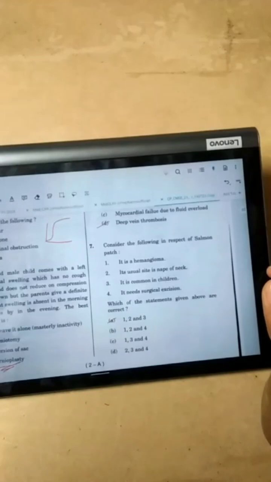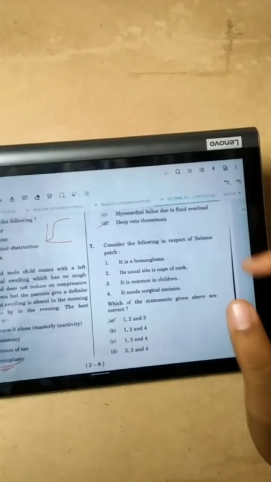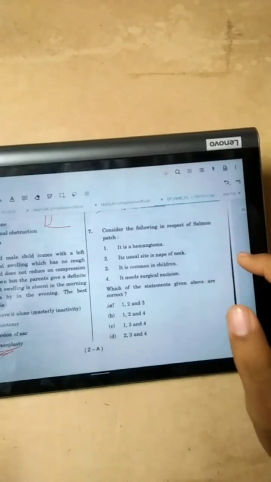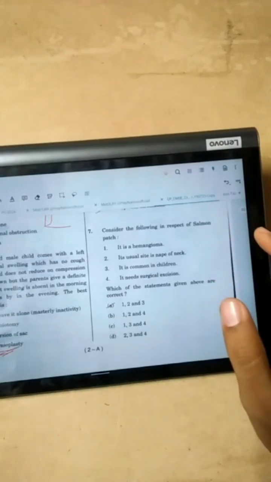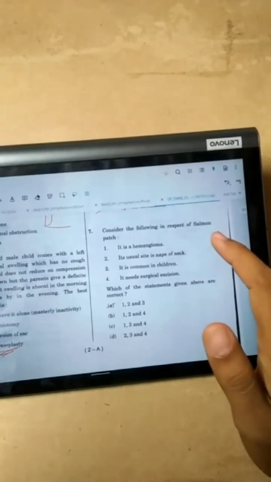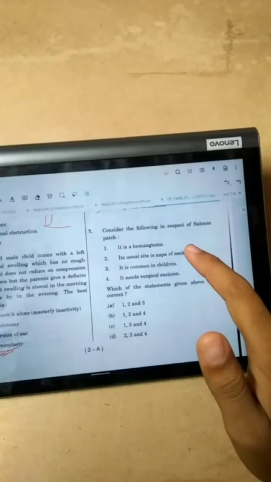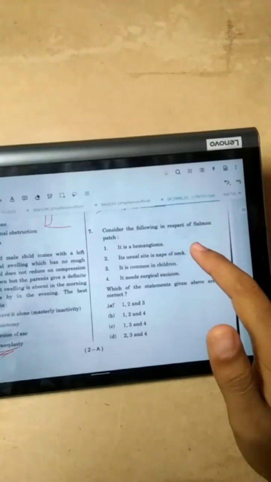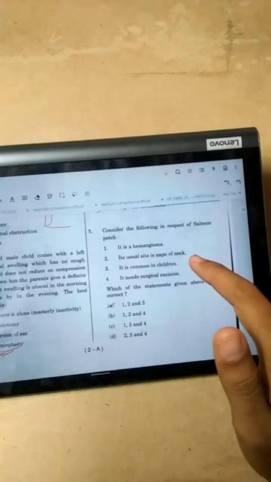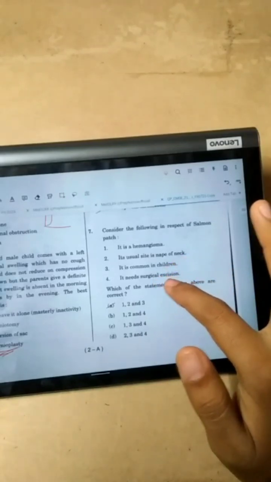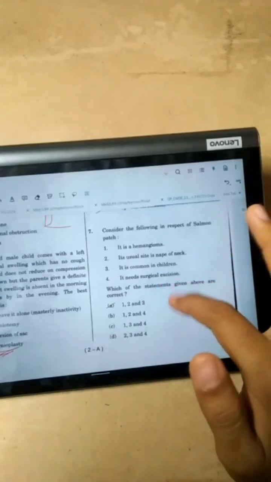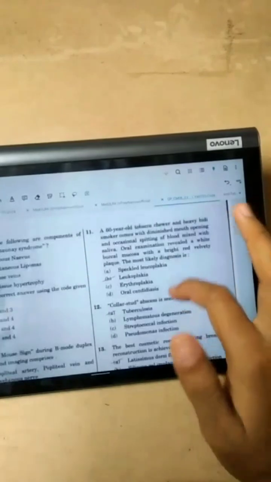Consider the following in respect to salmon patches. See, these type of questions are very easy. You basically just need to rule out one option. So salmon patch, it is a hemangioma. Yes. Most common site is nape of neck. Yes, common. It is present in childhood. Yes, this is also common. But it does not need any surgical excision. So basically, you just need to rule out one option.